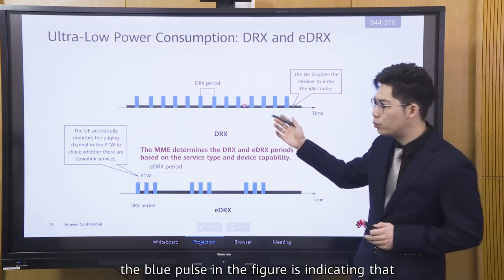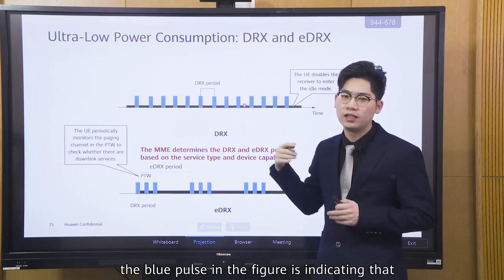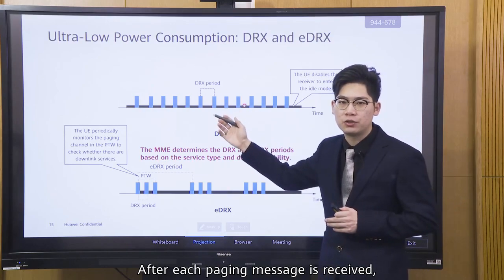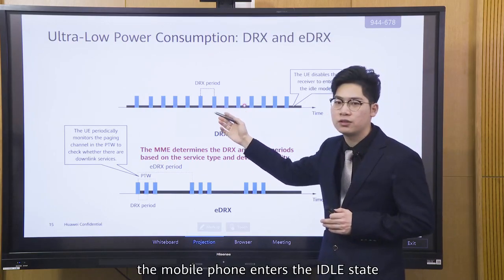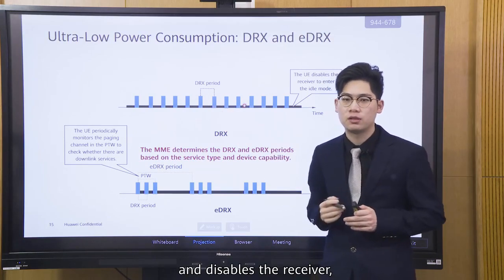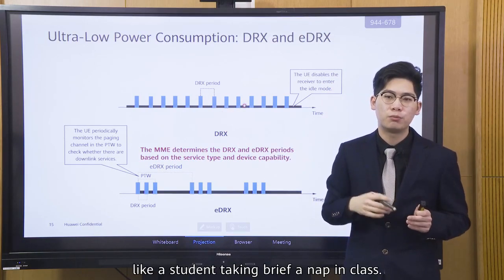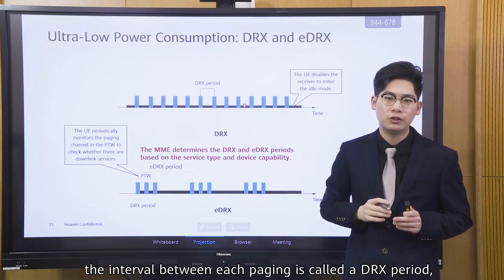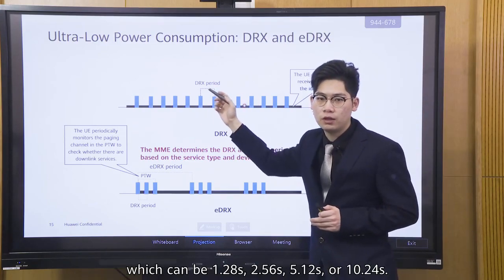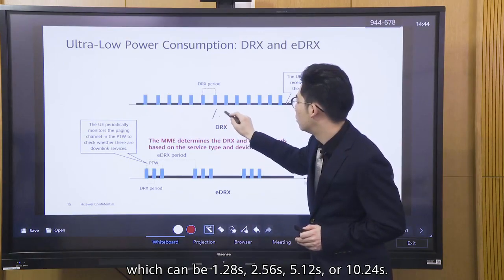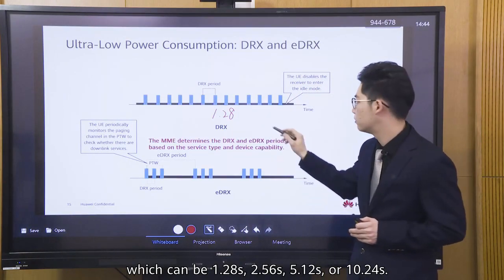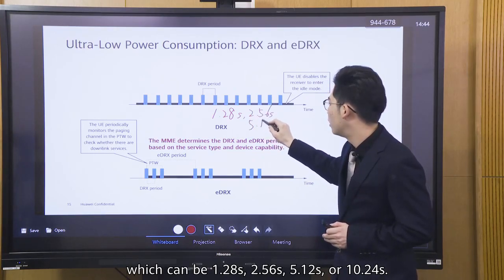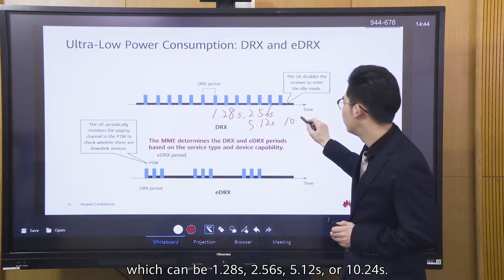As you can see, the blue path in the figure indicates that the mobile phone is being paged. After each paging message is received, the mobile phone enters the idle state and disables the receiver, like a student taking a brief nap in class. In DRX mode, the interval between each paging is called a DRX period, which can be 1.28 seconds, 2.56 seconds, 5.12 seconds, or 10.24 seconds.